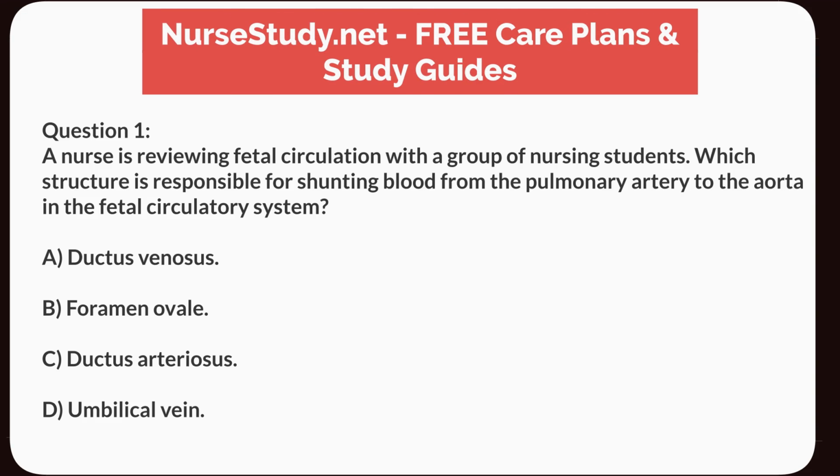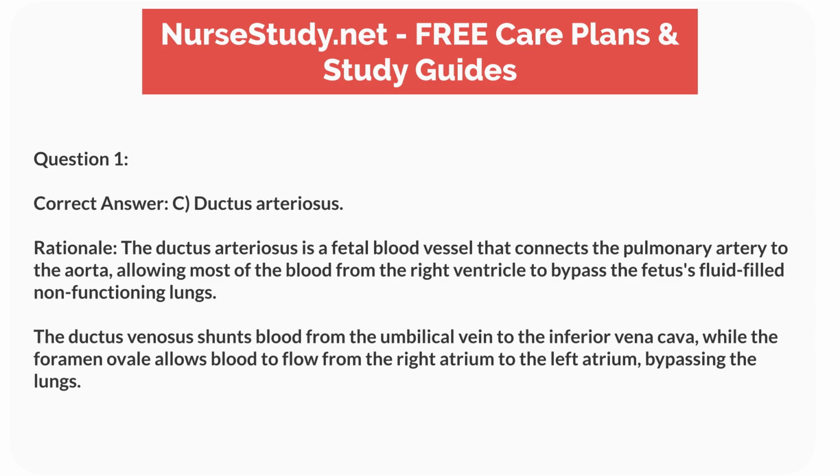Question 1. A nurse is reviewing fetal circulation with a group of nursing students. Which structure is responsible for shunting blood from the pulmonary artery to the aorta in the fetal circulatory system? A. Ductus venosus. B. Foramen ovale. C. Ductus arteriosus. D. Umbilical vein. Correct answer: C. Ductus arteriosus.